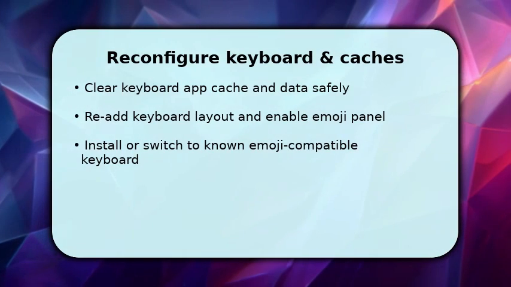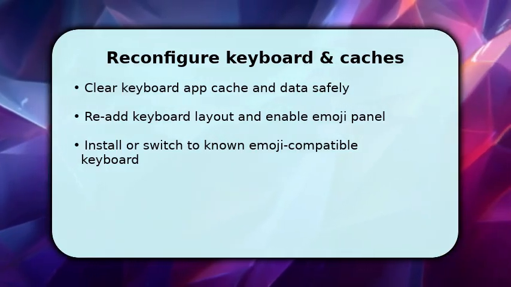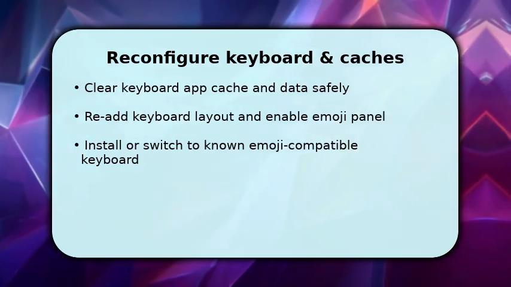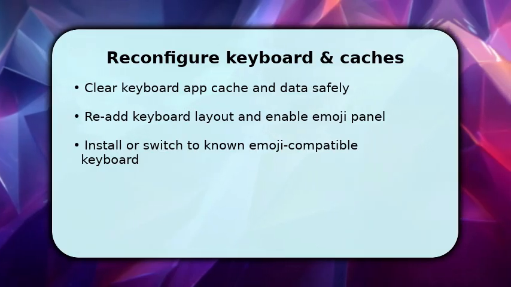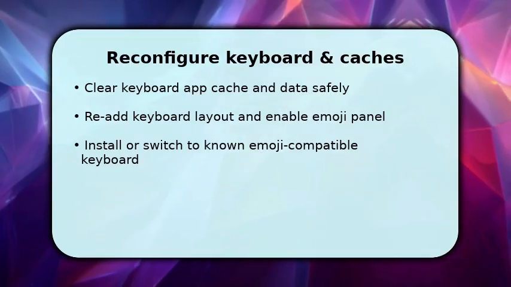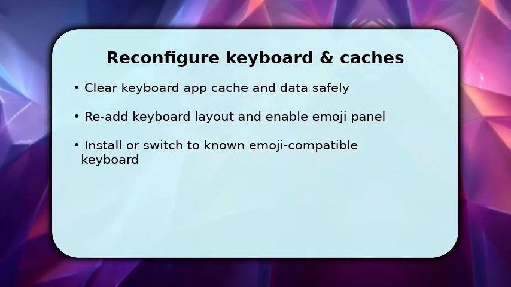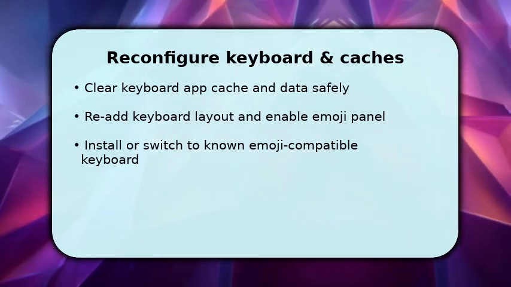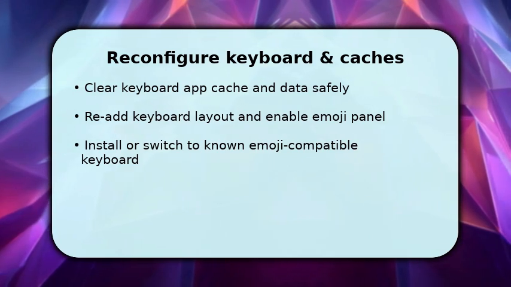Now reconfigure the keyboard itself. You'll clear the app cache from app settings to remove corrupted temporary files. If necessary, clear data, but export custom dictionaries first. Then remove and re-add your keyboard layout and explicitly enable the emoji panel in keyboard settings so the icon appears again. If the problem persists, install a trusted keyboard from the store that advertises emoji support, switch to it, and test. These steps rebuild keyboard state and resolve layout or cache-caused emoji disappearance issues.